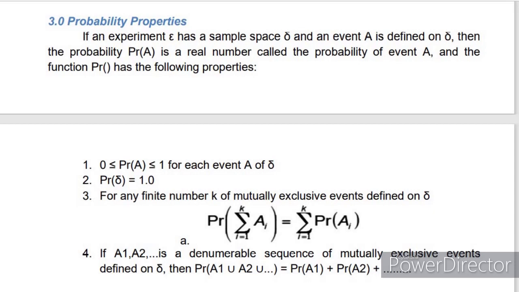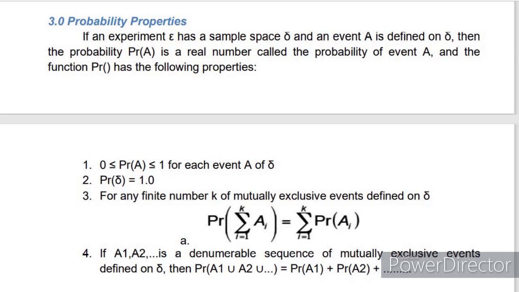So let's go to 3.0, probability properties. If an experiment epsilon has a sample space delta and an event A is defined on delta, then the probability of the random variable A is a real number called the probability of event A. And the probability function has the following properties. Number 1: 0 is less than or equal to the probability of A, less than or equal to 1, for each event A of delta, meaning the result should be 0 to 1.